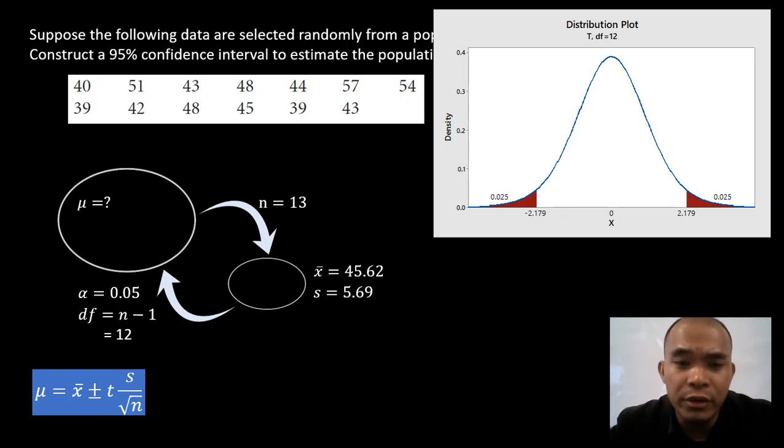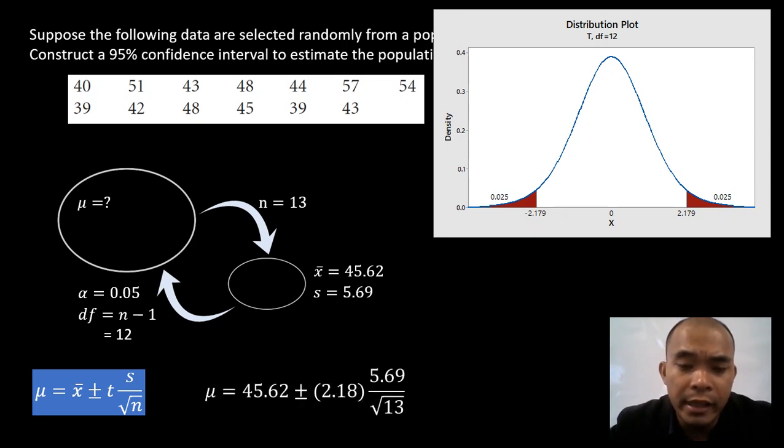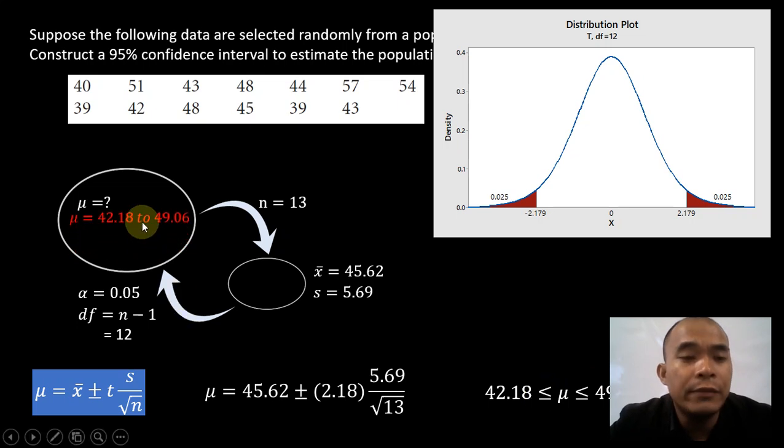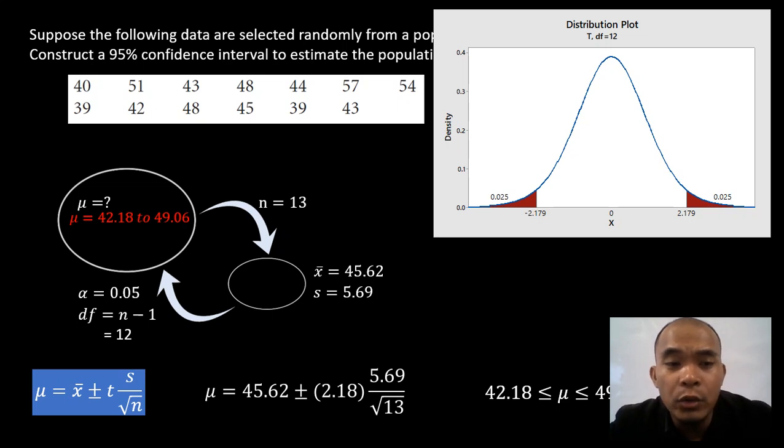So we simply substitute the value. This is our value here, and then use the calculator to solve, and this is the result here. So let me move the result. So that is 42. We are 95% confident that the population mean, the average population, ranges from 42.18 to 49.06. Okay? So good luck and God bless.